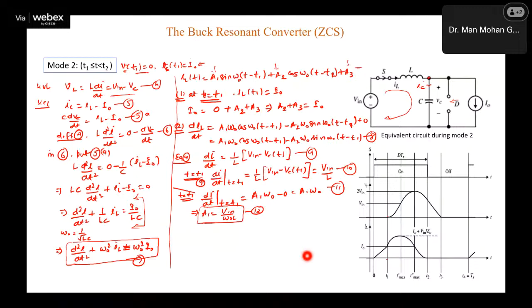Now we had one equation, this one. Now we got A1. So step 3. Step 3 is that we can again differentiate this equation 9. Differentiate equation 9 once again.